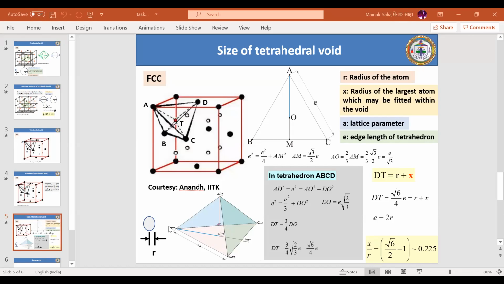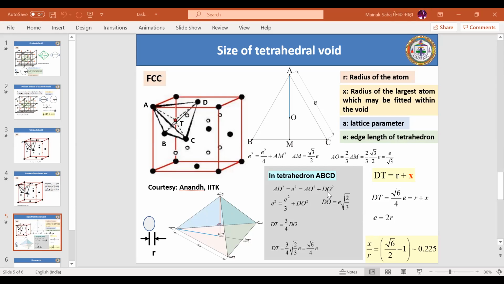After that, I need to find out the length DT, because I have to come back to a part of the calculation that is easy. I know the atomic radius of the atom placed at point D, and I need to know the atomic radius of the atom which can be placed at point T. For that, first I need this length DT. So what do I do? DO square plus AO square is equal to AD square, correct?